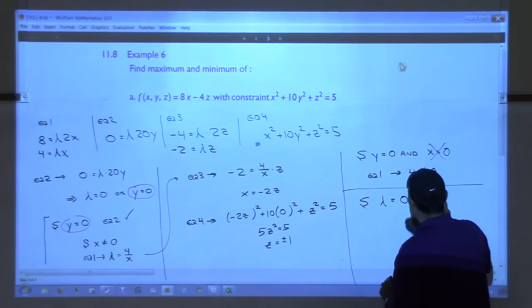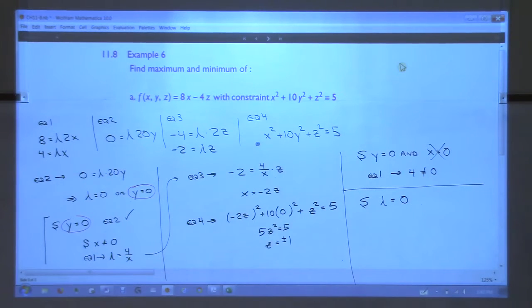Does this kind of give you a headache? I don't know. It kind of gives me a headache. It's tedious.